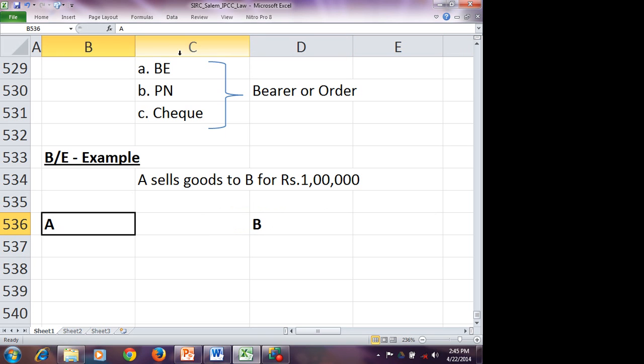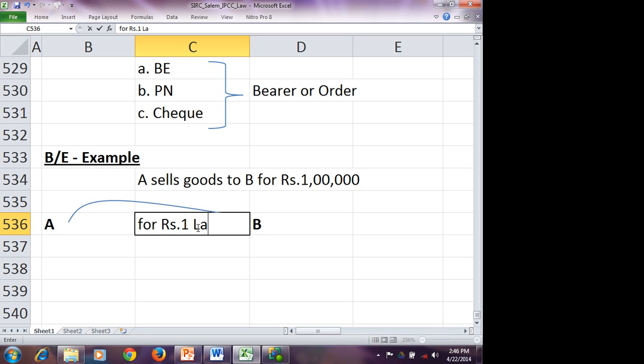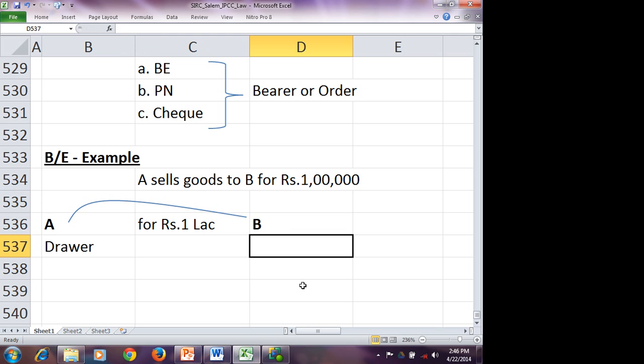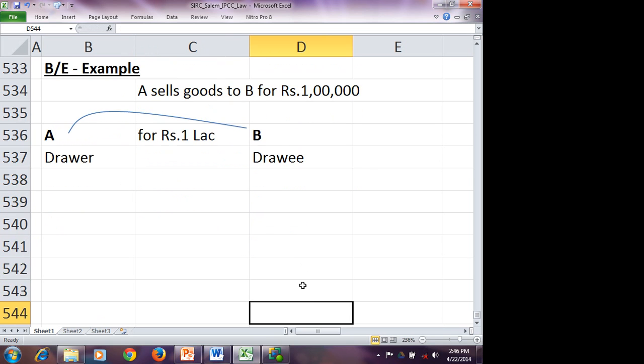Let's assume A draws a bill of exchange for the purpose of settlement. So A draws a bill of exchange on B, who owes money to A, for rupees 1 lakh. A is called what? Drawer. B is called drawee. So the drawer of the bill has the authority to collect money. In case of a bill of exchange, a drawer is a person who has authority to collect money.